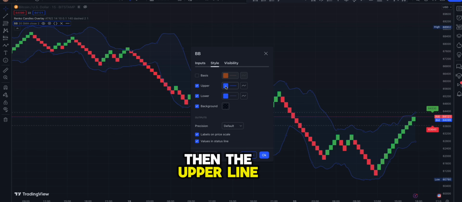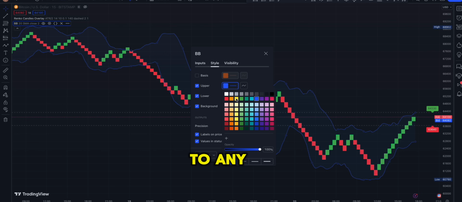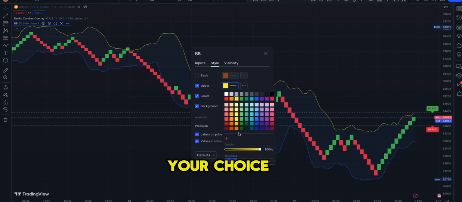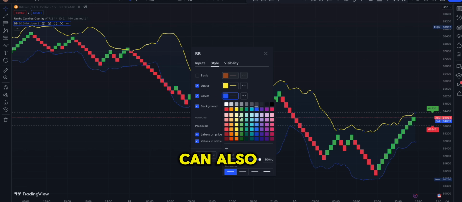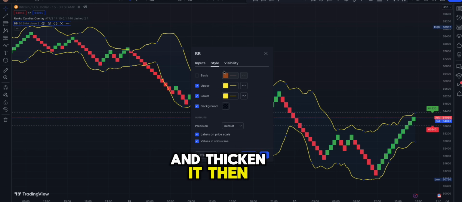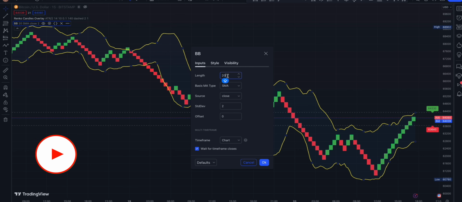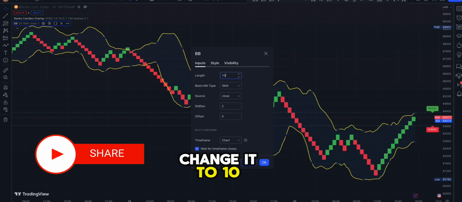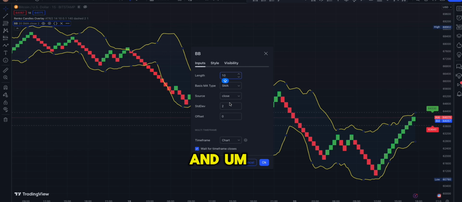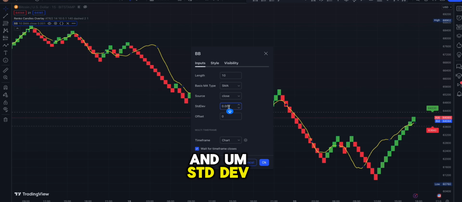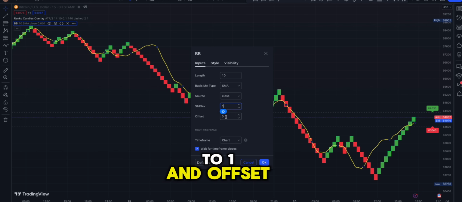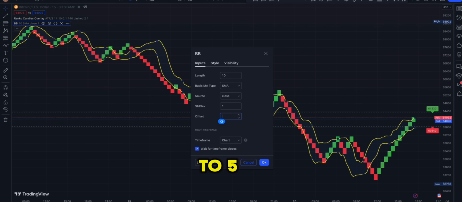Then the upper line, you can leave it at blue. If you'd like, you can change it to any color of your choice, and you can even thicken it if you want. The lower band, you can also change it to yellow or any color of your choice and thicken it. Then let's go to the inputs. The length, we can change it to 10, and STD depth, we can change it to 1, and the offset, we can change it to 5.